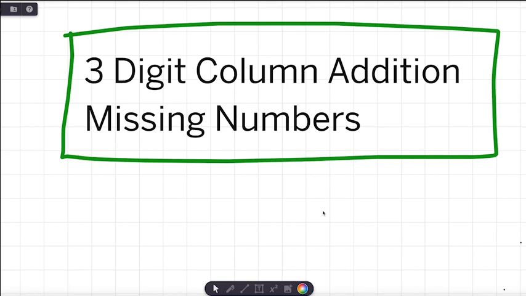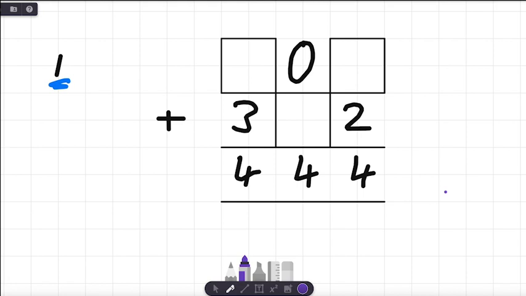In this video, we're going to be looking at 3-digit column addition questions, but ones that have missing numbers in them, so you're not just finding the total. So here's question 1. As you can see, we're given the total, or the answer here, but we don't know what these two addends are. So there's 3 missing boxes. How can we find them out?